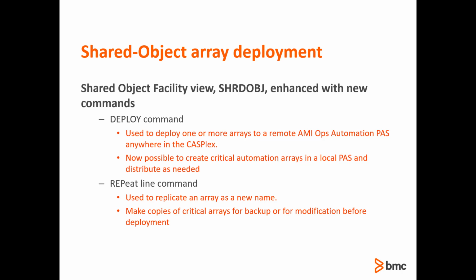The Shared Object view now supports the ability to replicate and deploy shared object arrays created by a PAS. The new deploy primary command can be used to deploy one or more tagged arrays to one or more remote AMI Ops Automation PASs anywhere in the CASPlex. This makes it possible to create and manage critical processing arrays from a central location. No longer does the array have to be uniquely created in each PAS, which can lead to inconsistencies and errors.